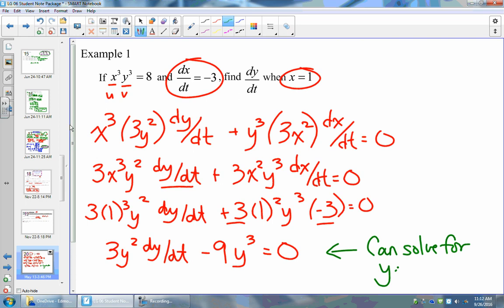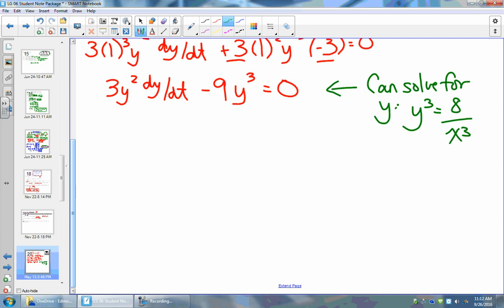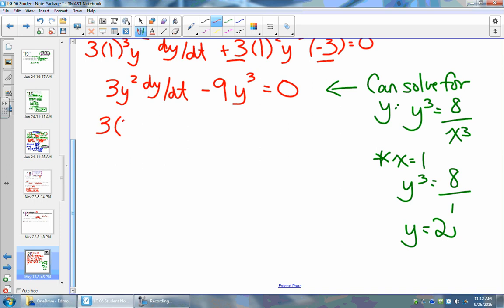If we take a look up here, I know that y cubed is equal to 8 divided by x cubed. And we already know that x is equal to 1. So y cubed would be equal to 8 over 1, which is awesome. So y cubed is equal to 8. The cube root of 8 is 2. So y must be equal to +2. Let's substitute that in so you can see that we can go back and use our question to help us out. We're going to be doing that quite a bit.